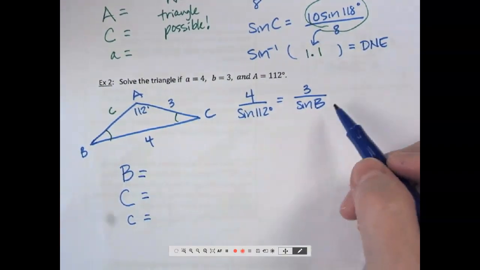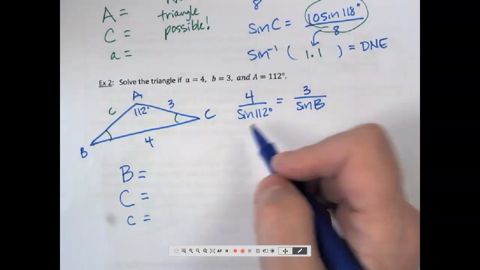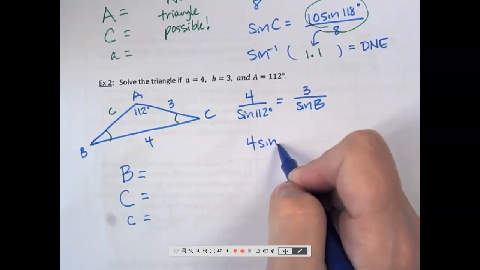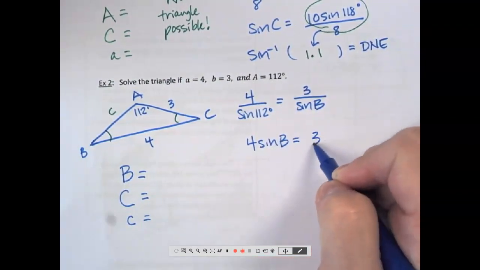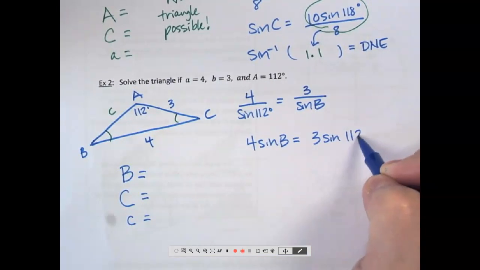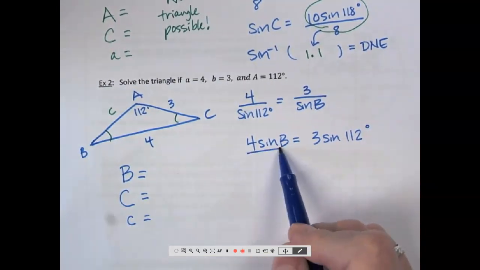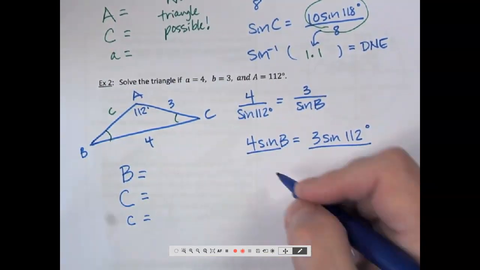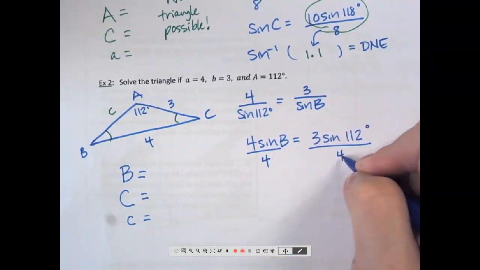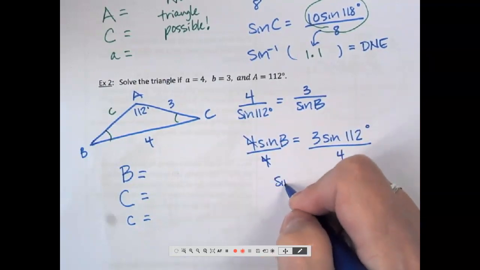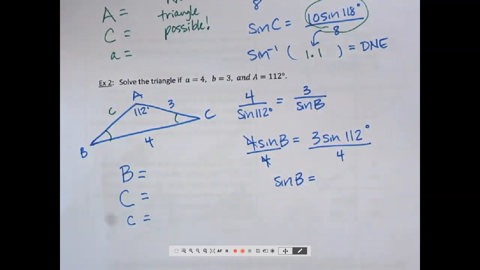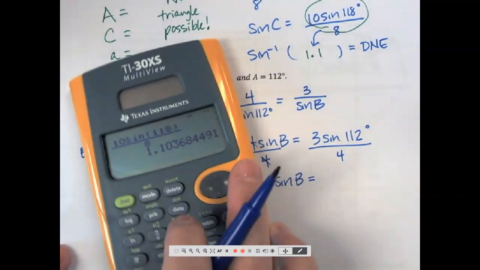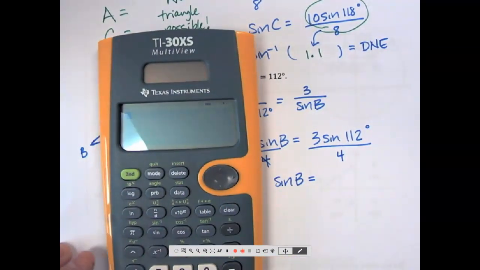Okay, we're going to cross multiply. 4 sine B equals 3 sine 112. Divide by what? Just 4. So sine B, we can go ahead and get that fraction if you want to, just to sort of catch anything that's above 1 or below -1.